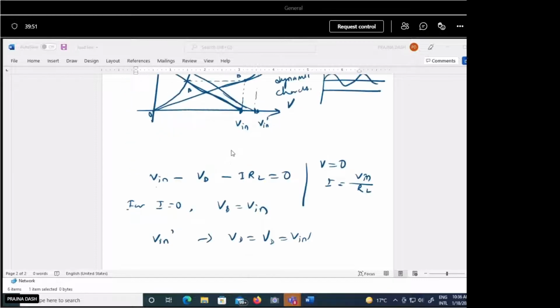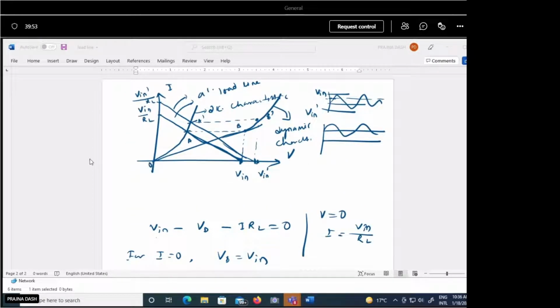Yes, ma'am. So in dynamic characteristics, from the AC load line, you get the operating point. Here also the operating point will vary from point to point. As the voltage is changing, the load line is changing, so the operating point is also not a fixed point here. It changes according to the change in your voltage.